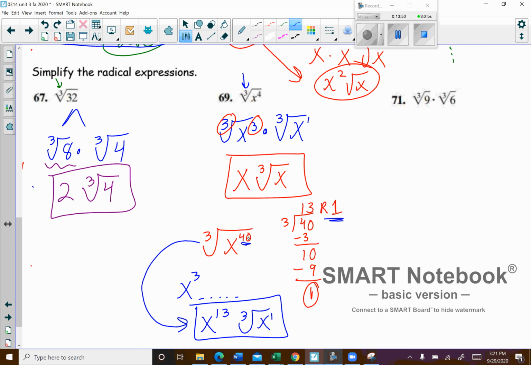And we might see a couple examples. I don't think they'll go up to 40, but I just wanted to give us an example like that. So, like I said, we'll get some more practice in a minute. Okay, now let's look at 71.